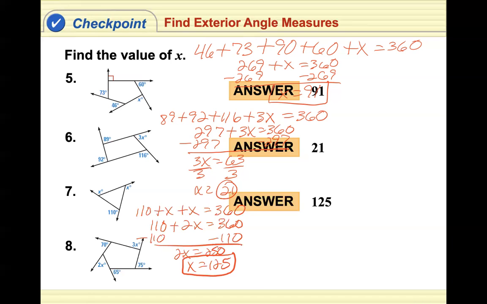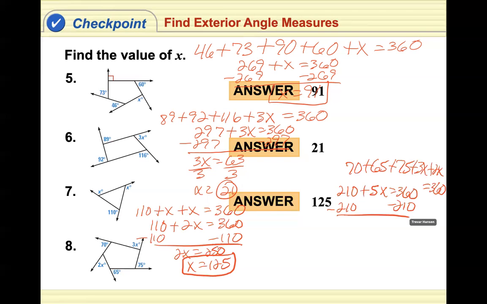And our last one, we have 70 plus 65 plus 75 plus 3X plus 2X equals 360. 70 plus 65 plus 75 is 210. 3X plus 2X is 5X. And now we can subtract 210 from both sides and divide by 5, and X is equal to 30.